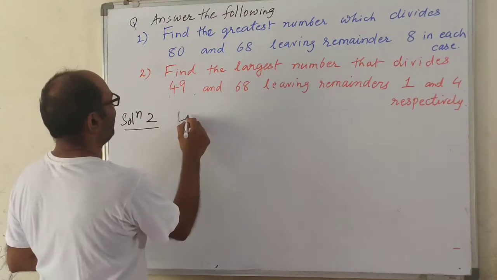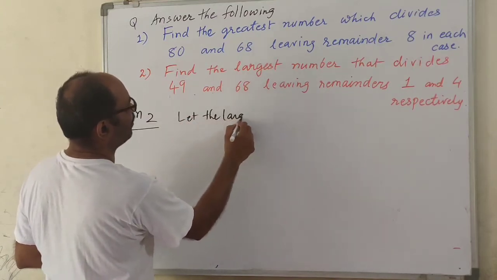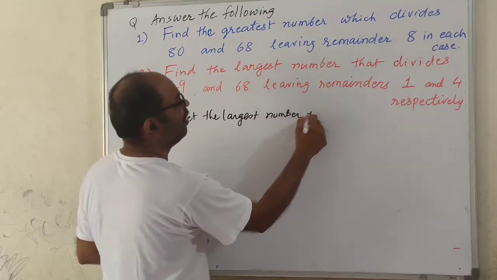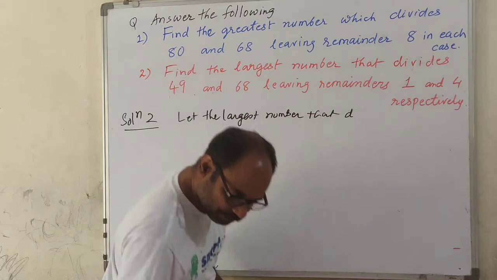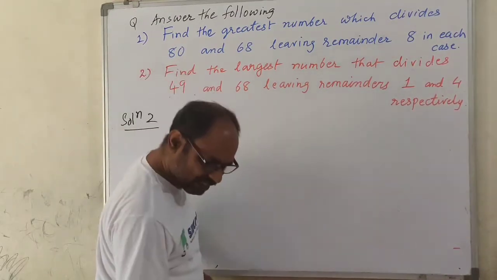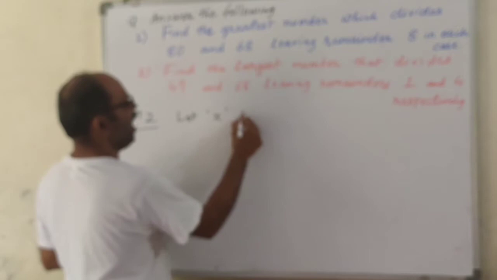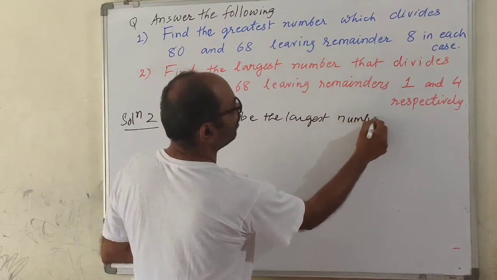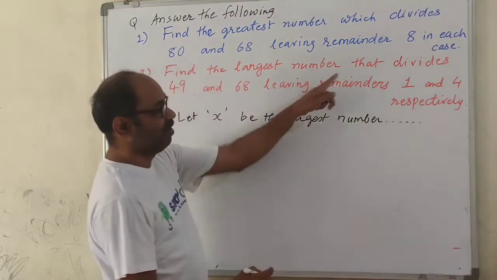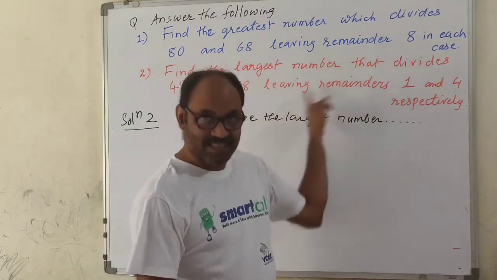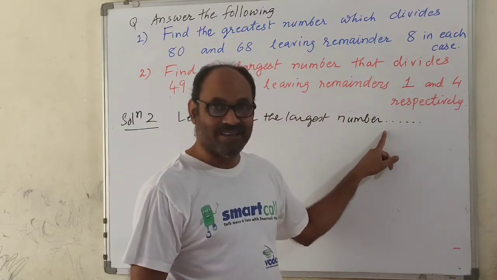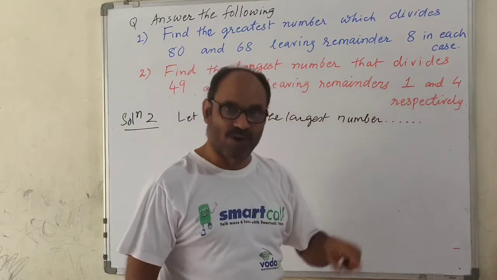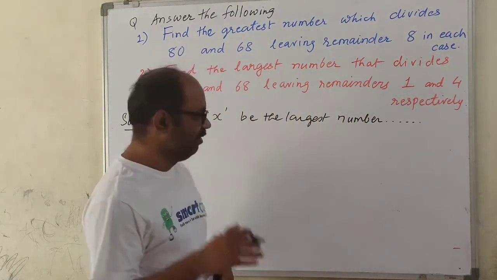Fine. Let x be the largest number that divides. Then I'm not going to write. You can write from here. Number that divides. Please write the complete statement. Don't write like me. That divides 49 and 68, leaving remainders 1 and 4 respectively. Got it?